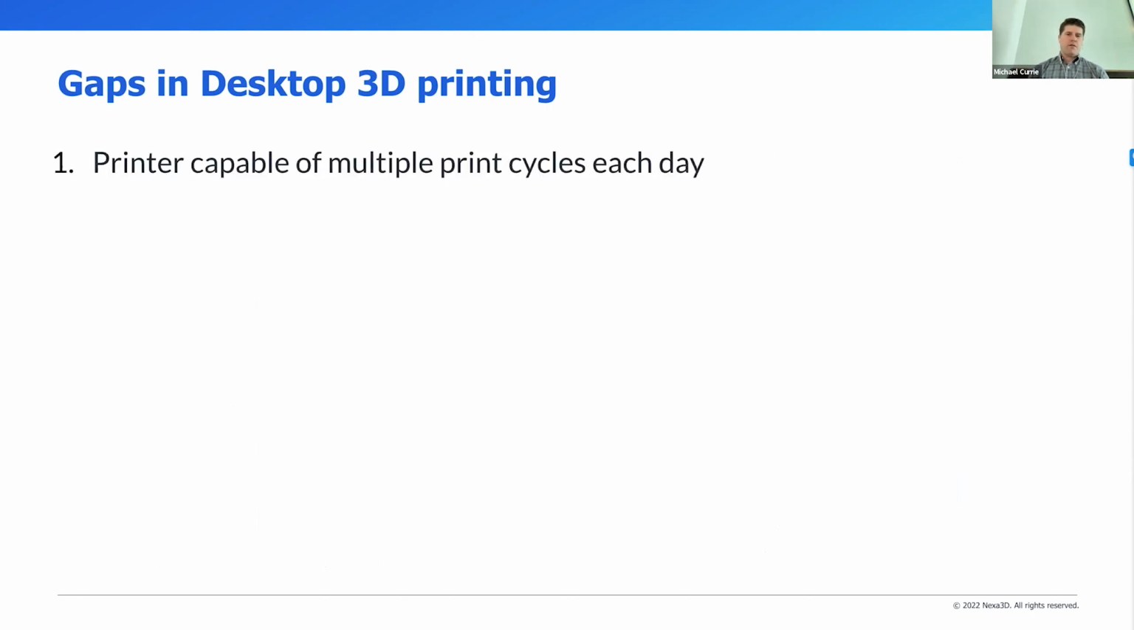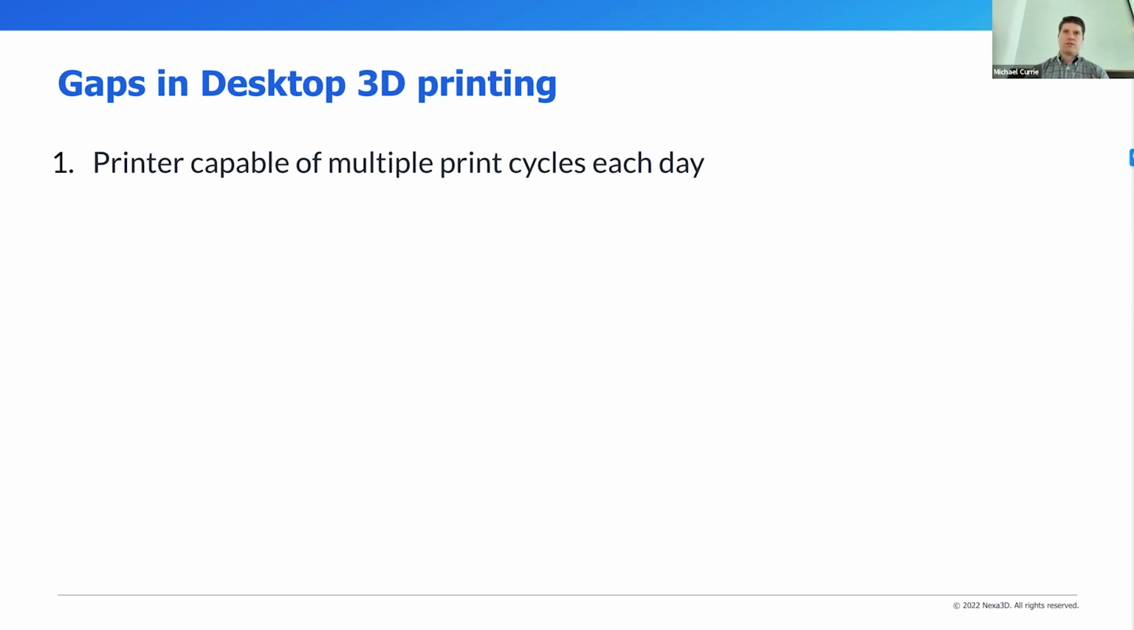First off, most people at the desktop level, their printers can print 1 or 2 prints per day. Maybe they might have an overnight build. But there was this gap where you have hourly or even sub-hourly prints where you could do 5 or more design generations in a day. So that's one gap we saw.